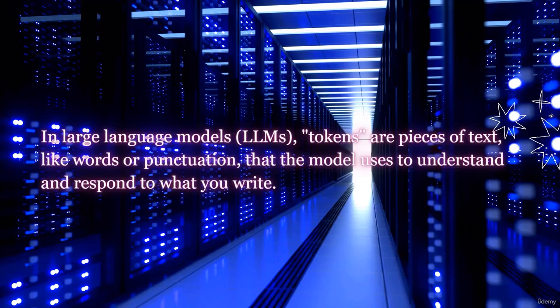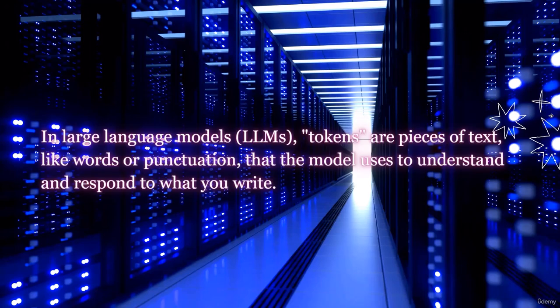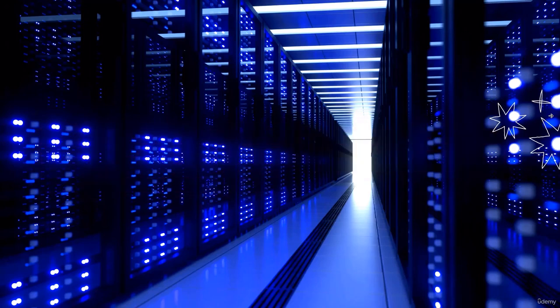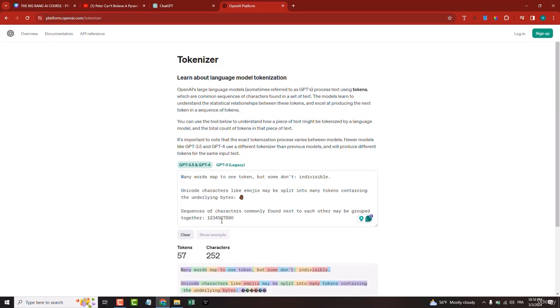And so here I have a website. It's called the Tokenizer by OpenAI. Let's go ahead and explore tokens in action. All you need to do on this website, which I leave in the resources of the lecture, is go to the resources and click the link. In the Tokenizer, just enter some text. For example, I can click show examples so that they can show us some examples.